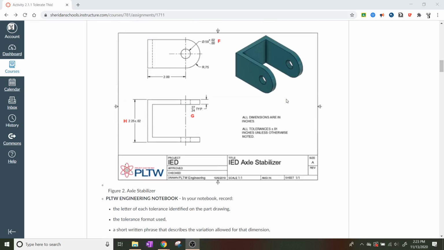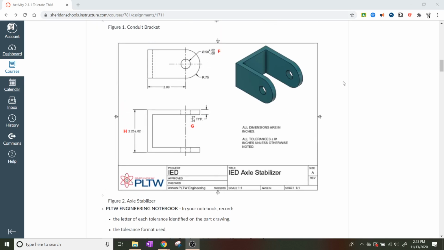Let's take a look at the next one. What do we got here? This is an axle stabilizer. I think this is going to end up being for a selfie stick, if I remember correctly. So we'll use this selfie stick. I think we're going to assemble that later. Anyway, here's just one part of it. We've got F, G, and H to deal with.